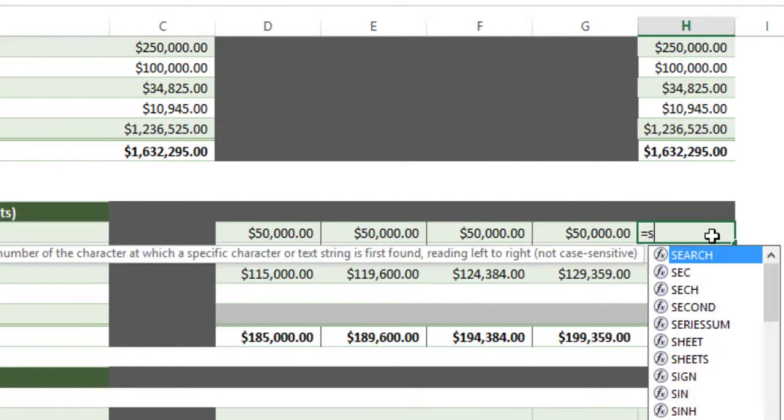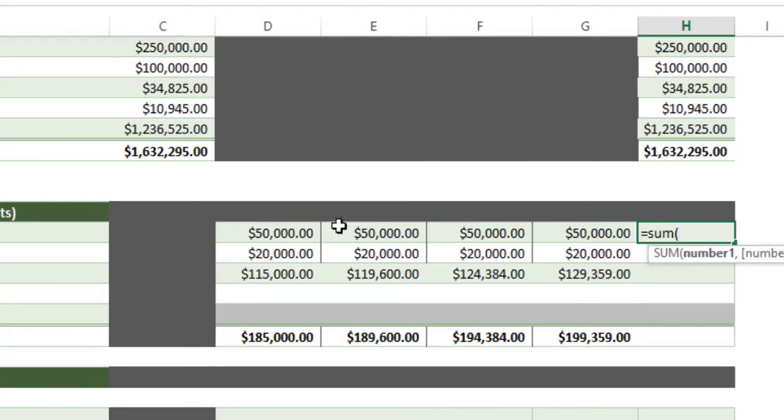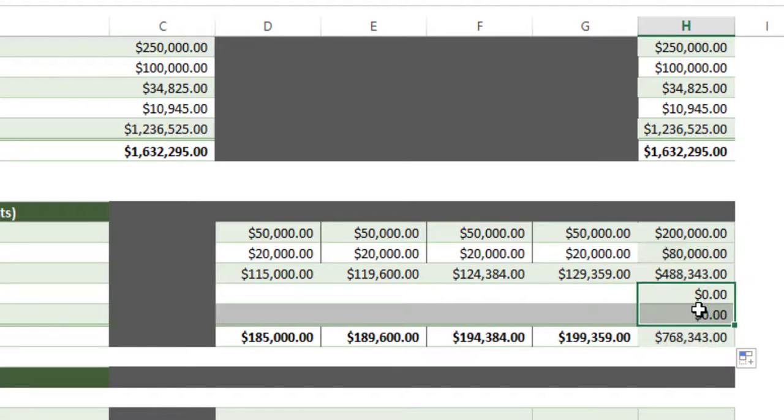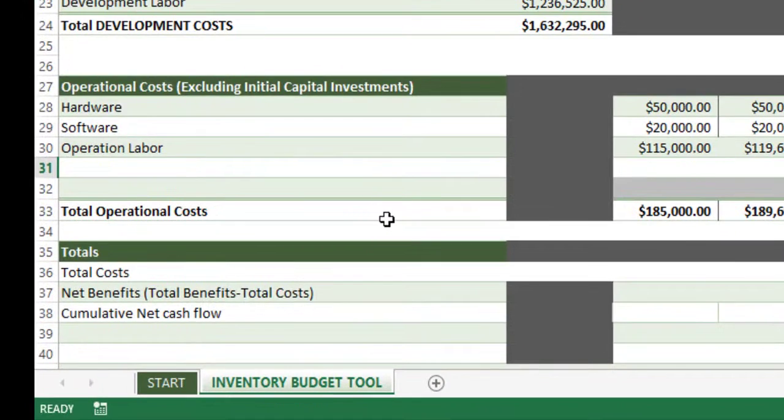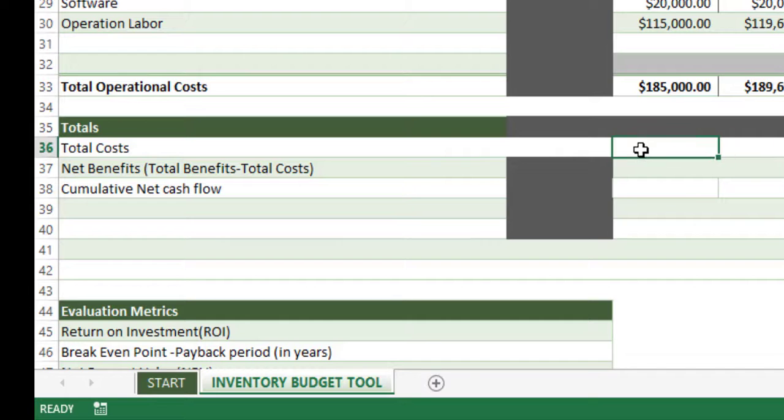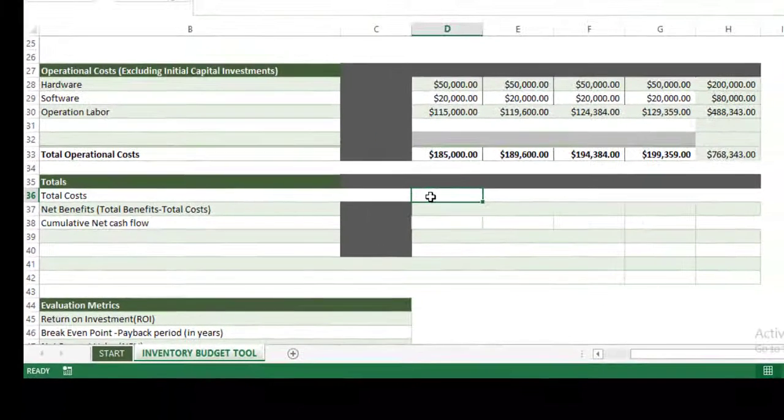Then we also compute the sum of the total so that we're able to know what's the total hardware costs, what's the total software costs, and I'm going to populate all that, and it's going to give me those particular figures. After that, the next thing that I now need to compute is what we referred to as the total costs.